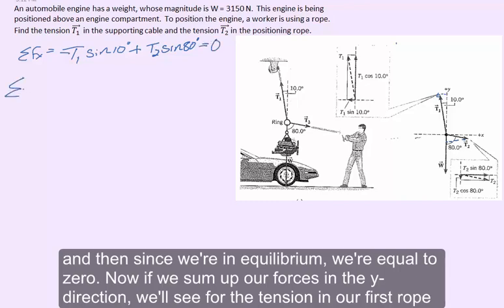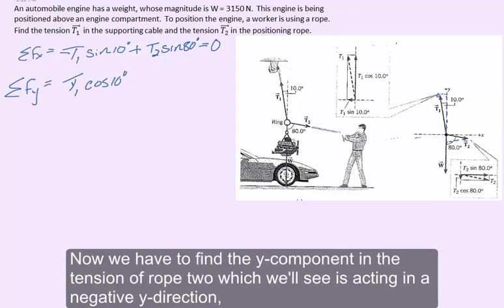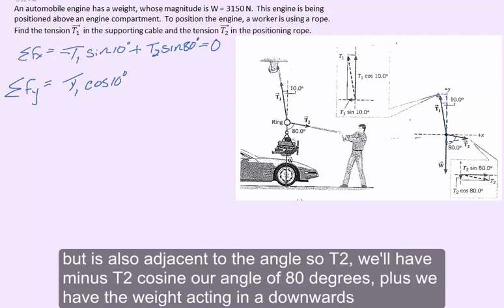Now if we sum up our forces in the y direction, we'll see for the tension in our first rope, we'll see our tension T1 in the y direction is in a positive direction and is adjacent to our angle. So T1 times cosine our angle of 10 degrees. Now we have to find the y component in the tension of rope 2, which we'll see is acting in a negative y direction, but is also adjacent to the angle. So T2 will have minus T2 cosine our angle of 80 degrees.